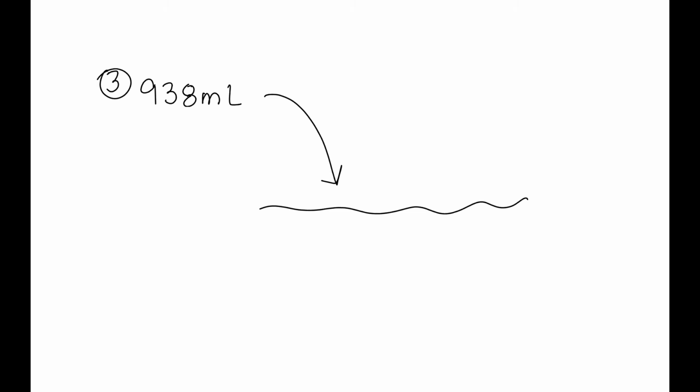Okay, problem 3 has to do with density. Problem 3 says, suppose a boat engine leaks 938 milliliters of oil into a lake. So I pour it into this lake. So now there's oil. This is oil. And it says the mass of this spilled oil is 823 grams. The oil will not mix with the water, so mixing, no.